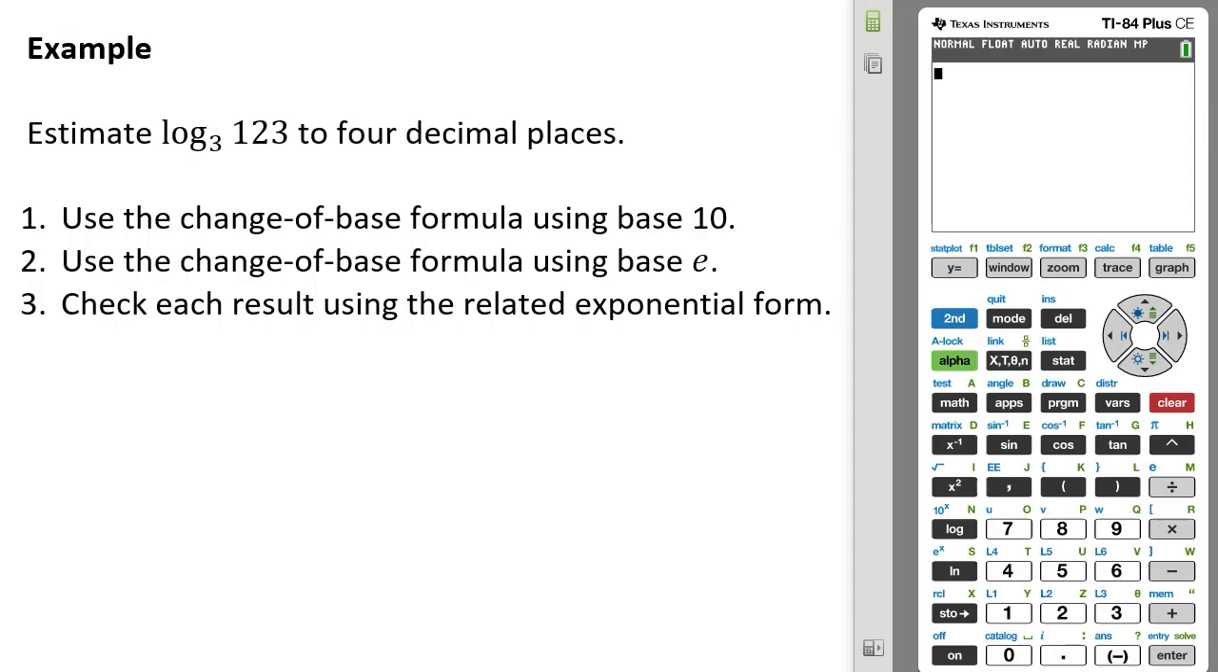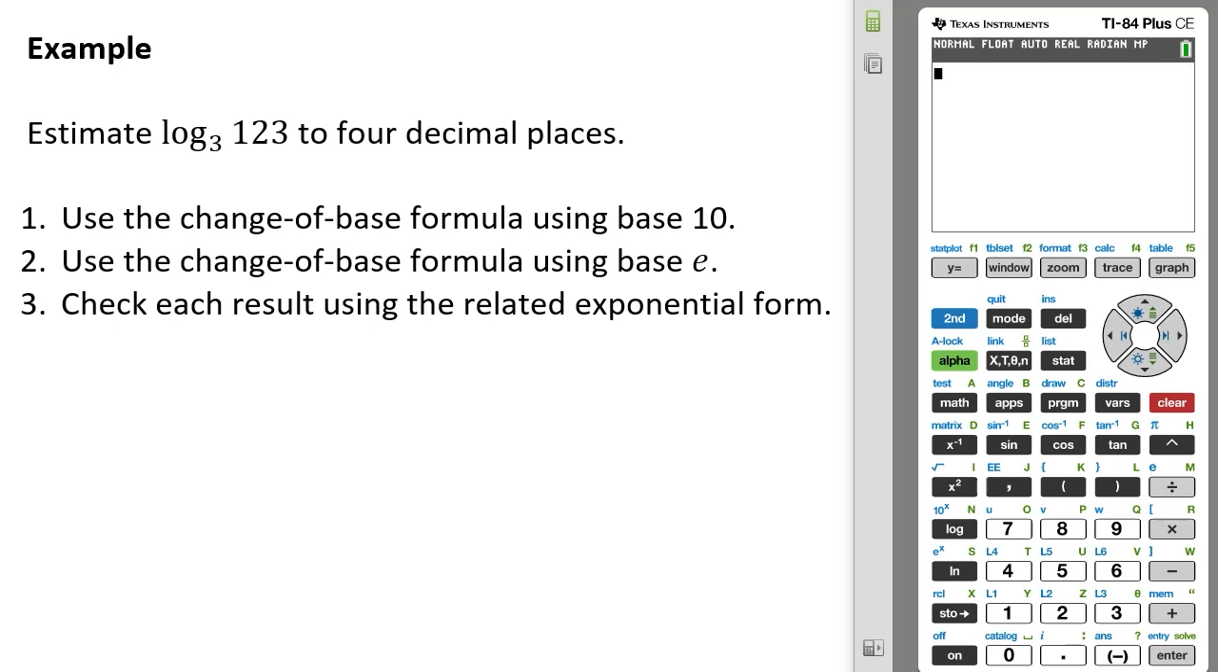In the example, we want to estimate log base 3 of 123 to 4 decimal places. We're going to use the change of base formula using base 10, we're going to use the change of base formula using base e, and then we're going to check each result using the related exponential form.